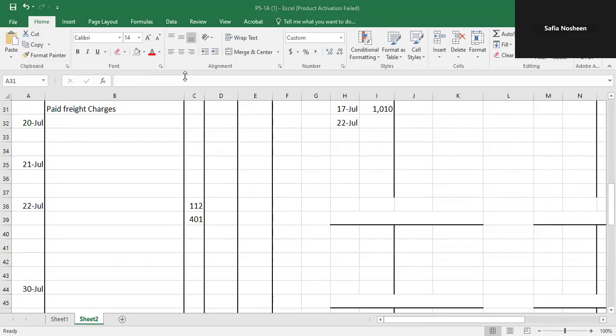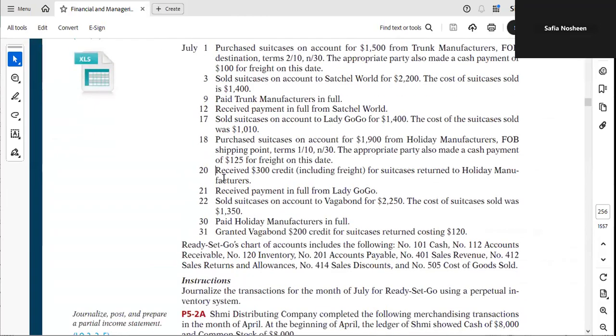Now we will do another transaction that is happening on the 20th. Received 300 credit including freight for suitcases returned to the Holiday Manufacturer. As we have purchased from the Holiday Manufacturer, and some goods were not according to our choice or the quality required, we returned them, and in return we got a credit of 300. So the inventory account will be credited and accounts payable will be debited by an amount of 300. This is how we will record the purchase returns.